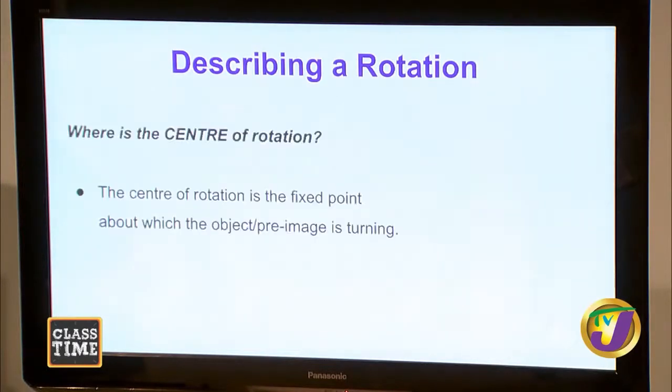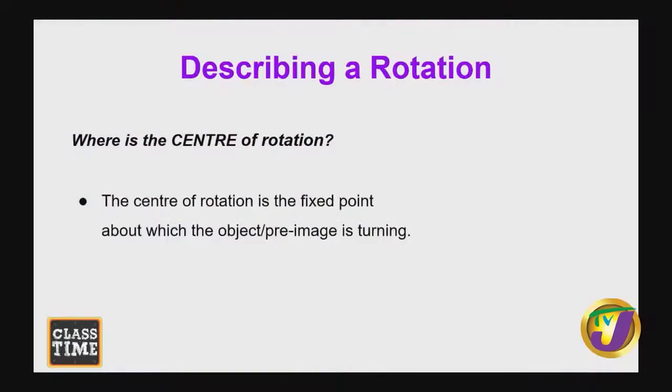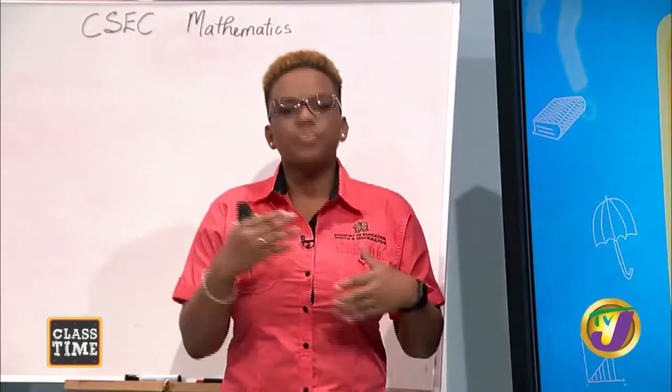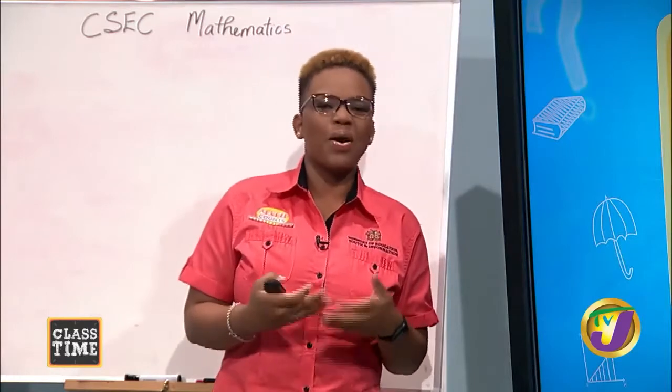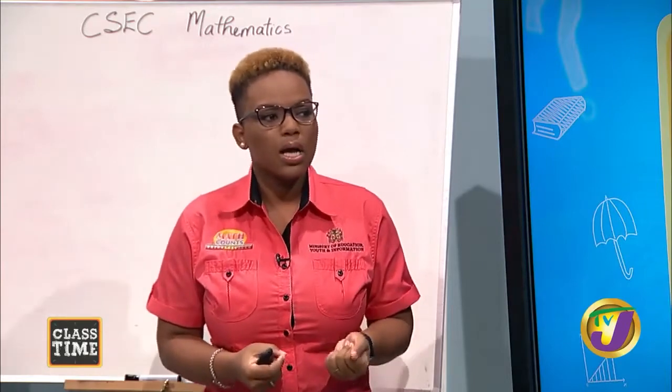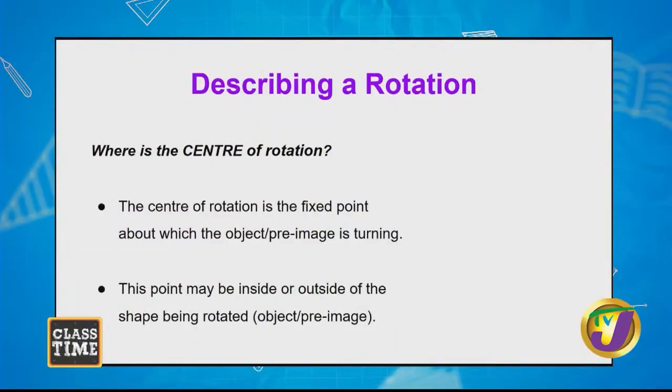All right, so when we talk about the center of rotation in particular, we're talking about a fixed point about which the object or pre-image is turning. I just want to zoom in a little on the words object or pre-image. We can use those interchangeably. What we refer to as the object or the pre-image is the initial shape, the original. Right, so that original shape or object that you're going to rotate. Got you. Also, this point may be inside or outside of the shape being rotated.